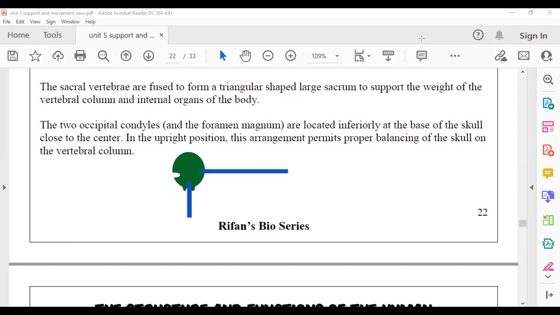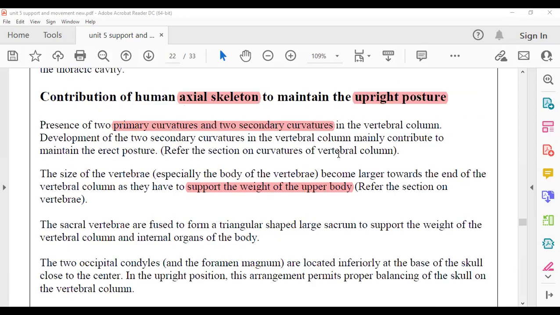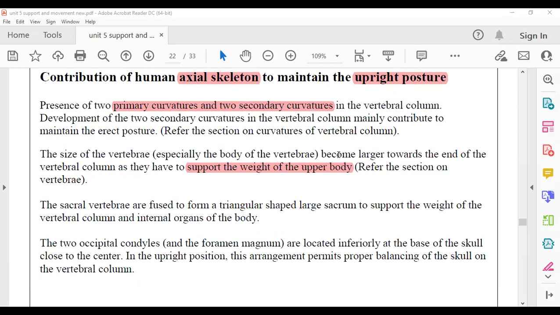So this is how you have to understand it. So please go through the contribution of the axial skeleton to maintain the upright posture. Then tell me whether it is correct, okay, to understand.